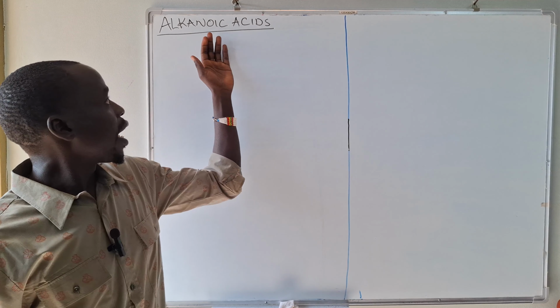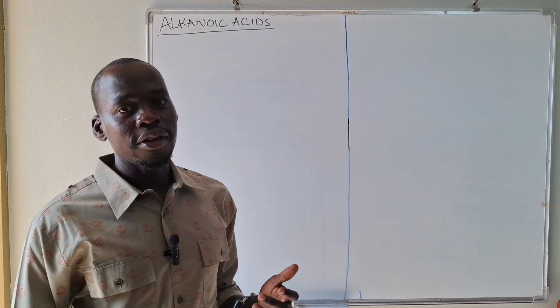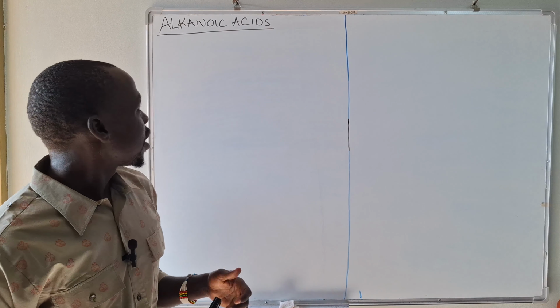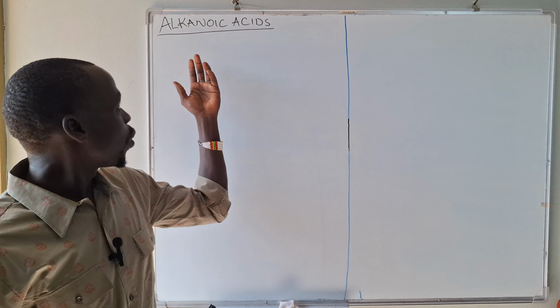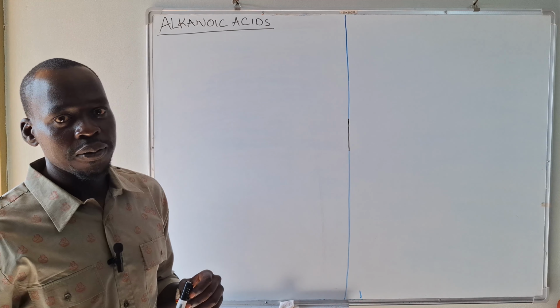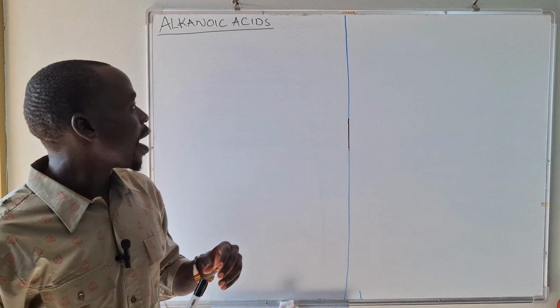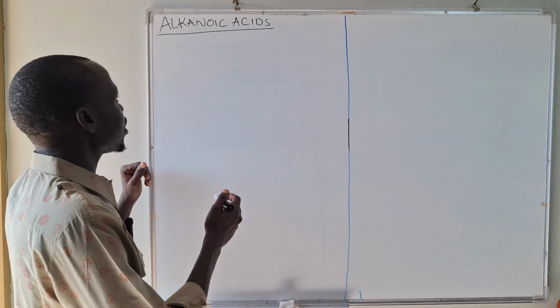So we are going to talk about alkanoic acids today. In the previous lesson, we talked about alcohols and we said alcohols are derivatives of alkanes, and also when you look at alkanoic acids, they are also derivatives of alkanes. So what is special? What do we need to know about alkanoic acids?